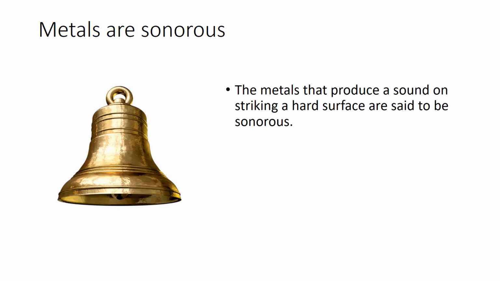So the next property is metals are sonorous, means they produce sound on striking a hard surface. This is the bell. If you strike this piece of bell, with the wall of this bell, you hear a sound. It shows that metals are sonorous. If any metal object is dropped on hard surface, then also it produces a sound. So generally metals are sonorous.